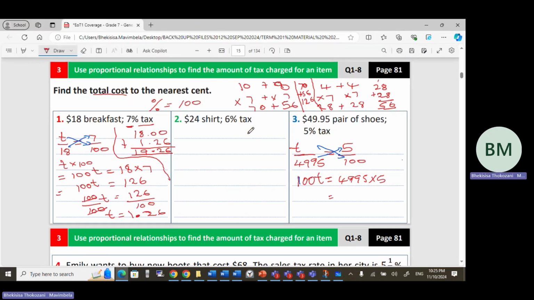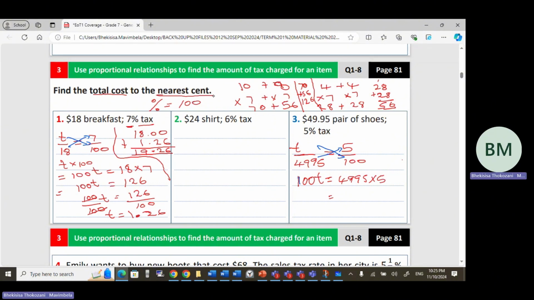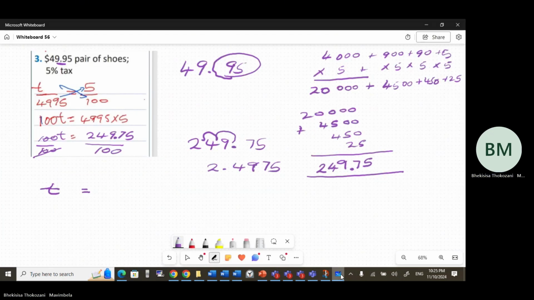But remember now, according to our question here, they were saying our answer must be rounded off to the nearest cent. That's very important as well. So we need to now round off this 2.49. Okay, so this is going to change, and it will be 2.50 because this number is more than 5. So it will change this 4 to be 5. So we have something like this, 2.50.